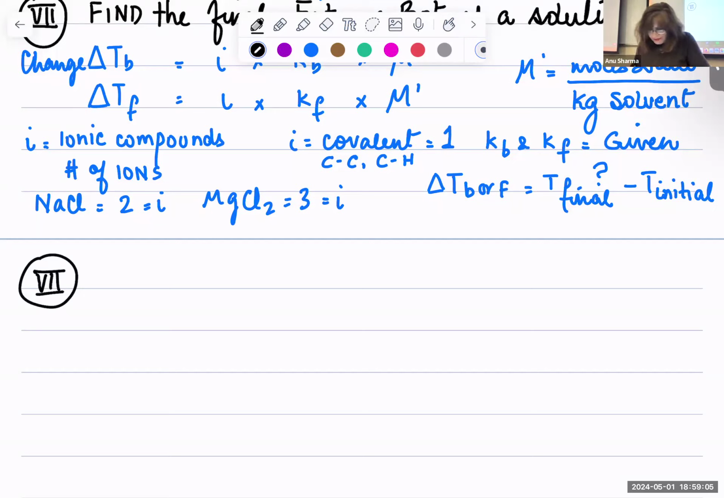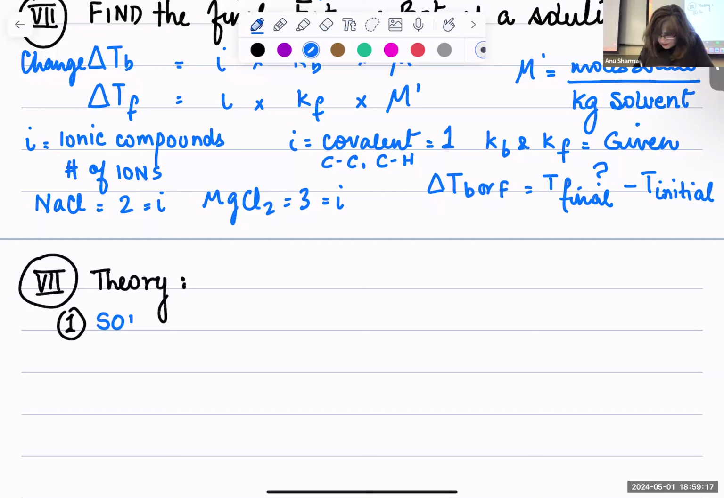Okay, now some of the other theory-based questions. So first of all, what is solvation? What do you mean by solvation? So know the meaning of solvation. Solvation of ions, what does it mean?